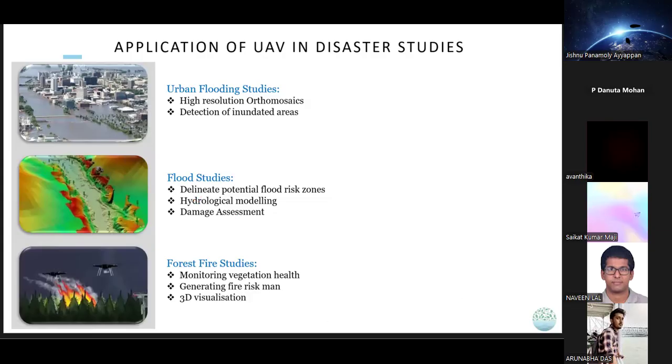Then we can study about the forest fire studies. We can monitor the vegetation health. We can generate a risk map. And then we can also have a 3D visualization of the terrain features of that area.